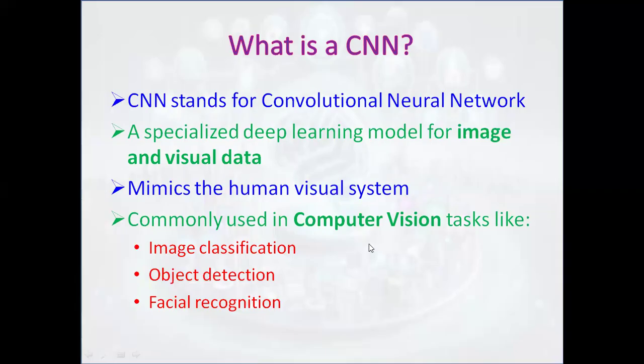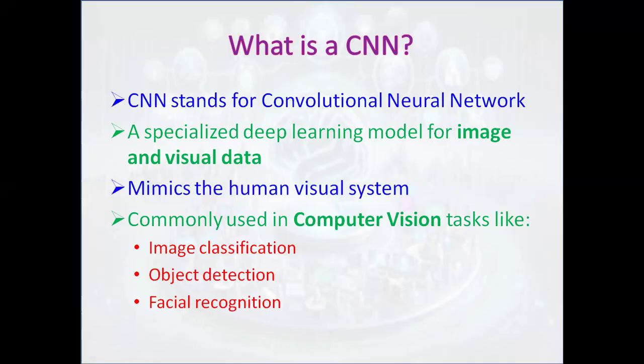These networks are inspired by the structure of the human brain, particularly the visual cortex, and they mimic the way humans identify patterns in visual inputs. And CNNs are widely used in computer vision, a branch of AI.